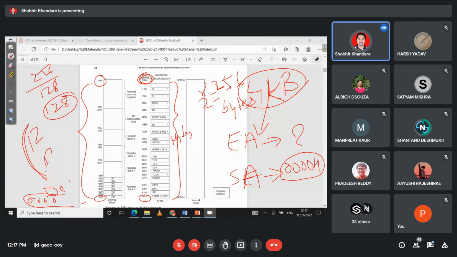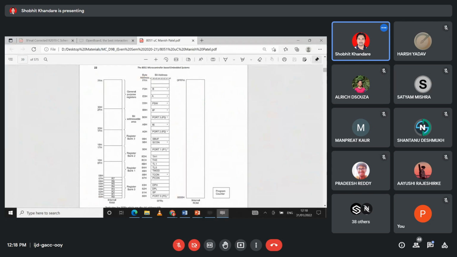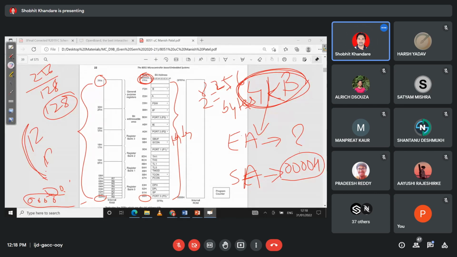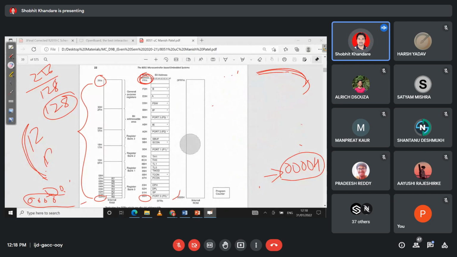वैसे आपने मुझे बताया था कि इंटरनल रॉम आपका 4 किलोबाइट का है। ओके, 4 किलोबाइट, टेल मी इन टर्म्स ऑफ बाइट्स, 4 kilobyte convert into bytes. किलोबाइट को बाइट में कन्वर्ट करो ना, 4000 बाइट्स। तो आपका ये जो 4000 बाइट्स है, that means it is 4 kilobytes.